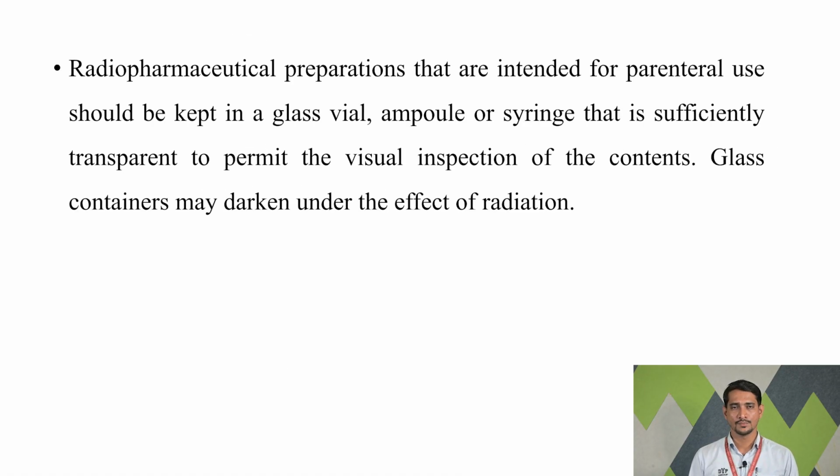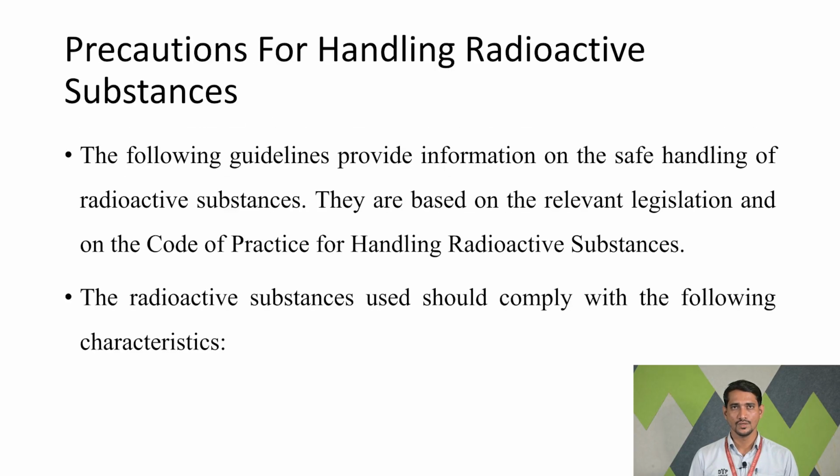Radiopharmaceutical preparations that are intended for parenteral use should be kept in a glass vial, ampoule or syringe that is sufficiently transparent to permit visual inspection of the contents. Glass containers may darken under the effect of radiation. So there are some precautions for handling of radioactive substances. The following guidelines provide information on the safe handling of radioactive substances.